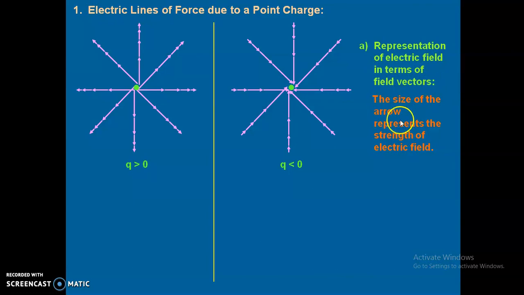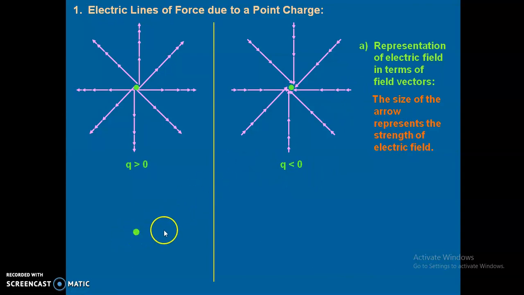The size of the arrow represents the strength of the electric field. You can see here, if the point charge is placed in this region, it will experience greater force because it is close to this charge, and here less force, so field vectors are going to be shorter. You can see field vectors are shorter as we are moving away from the point charge. Here also same condition. Field vectors are becoming shorter at long distance.